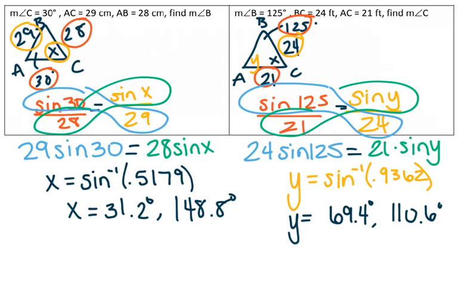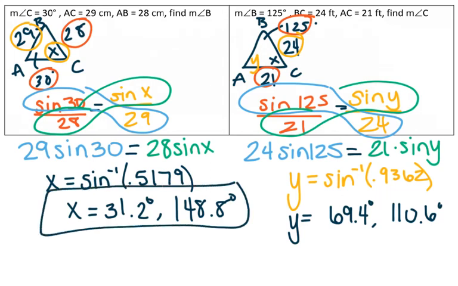Alright, so the first one, they're both good. I'm not going to have two obtuse angles if I use the 148.8. I don't know if it's acute or obtuse. If I add stuff together, I'm not going to get anything bigger than 180, so everything's good. The first one has two answer choices. The second one's a little trickier.